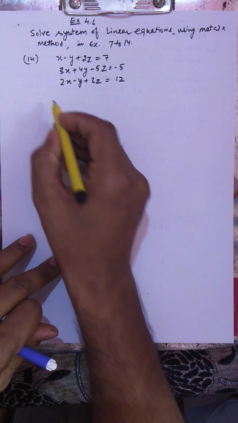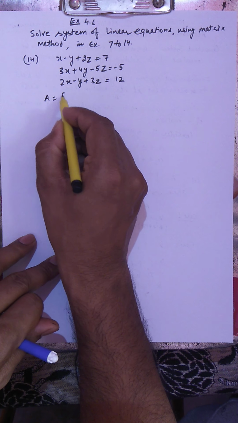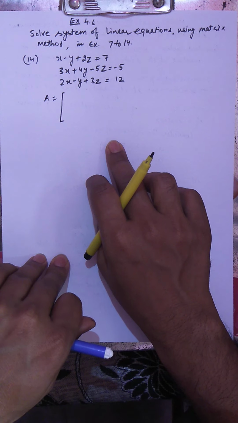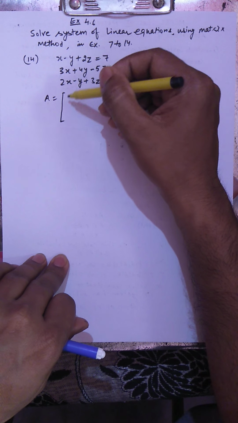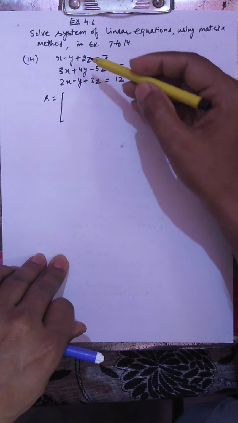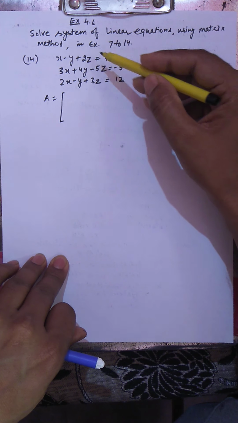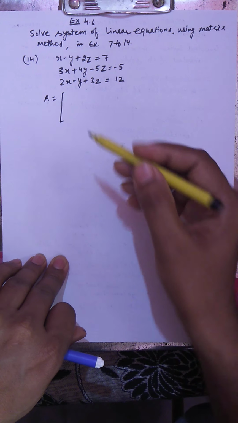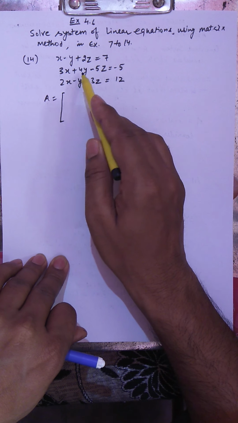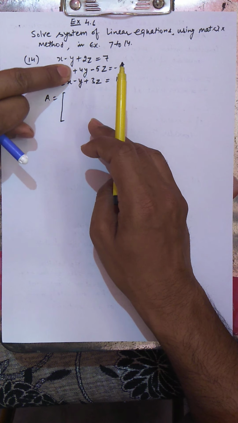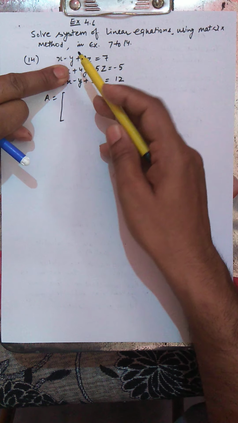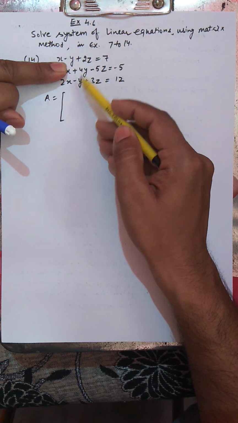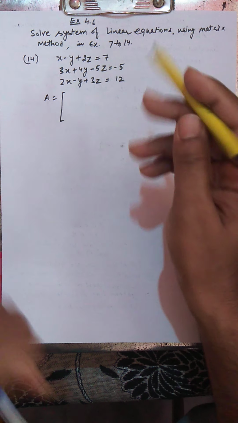So I'm going to write A. But remember one important thing: when you write A, be careful that all x coefficients should be in one column, all y coefficients in the second column, and all z coefficients in the third column. Sometimes some variables are missing, so if it is written 4y minus 5z, by mistake you might take 1 4 2 as your first column. This mistake should not occur.